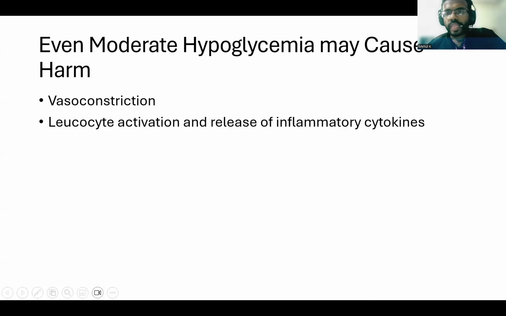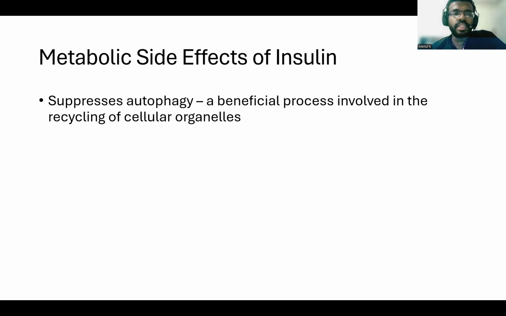Studies generally define severe hypoglycemia as levels less than 40 and moderate as something between 40 and 70. Even moderate hypoglycemia can cause harm in patients because it causes autonomic dysfunction, can lead to vasoconstriction, and it can activate your leukocytes, leading to a release of inflammatory cytokines. So all of this is probably not good for the patients.